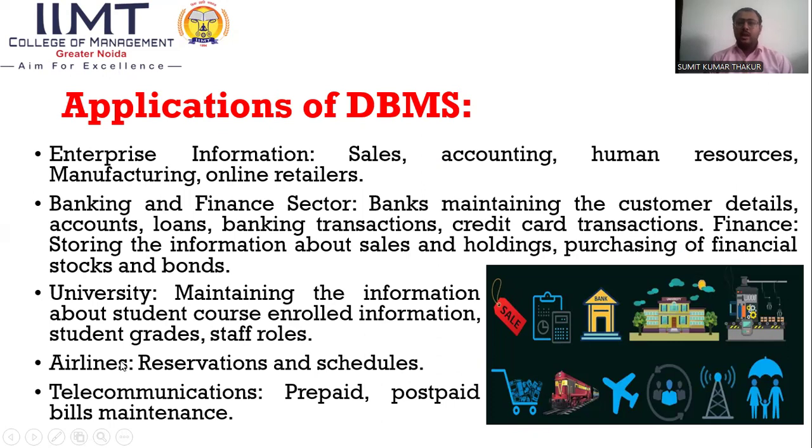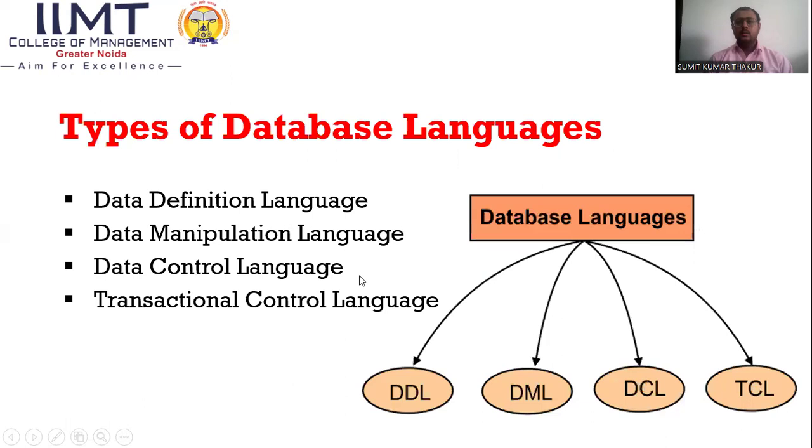Then airlines, and when we are talking about airlines, we can say the transportation sector, which maintains the reservations and the schedules of the different transportations available. Then telecommunication, which stores the prepaid and postpaid bills maintenance, or we can have the customer details and the calling details. Then comes the types of database languages.